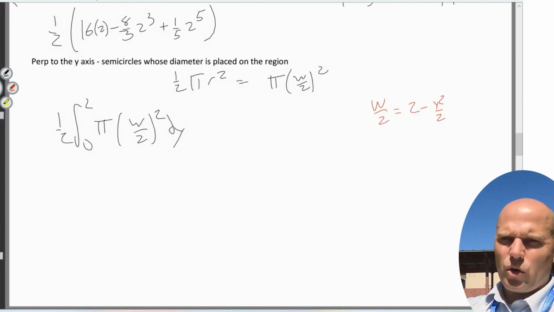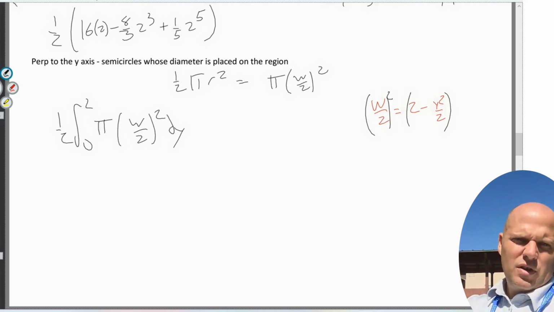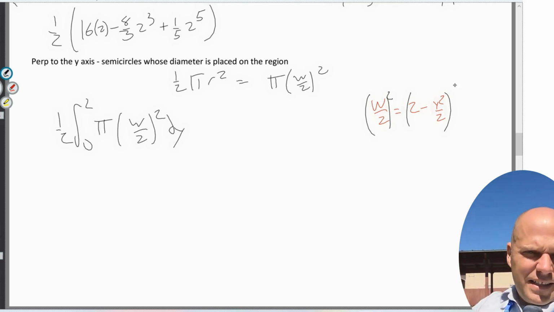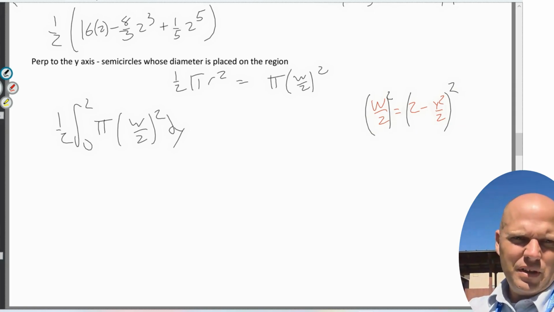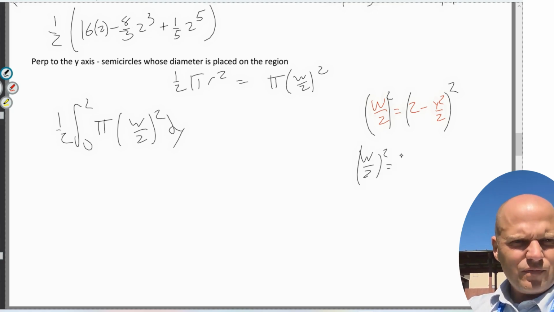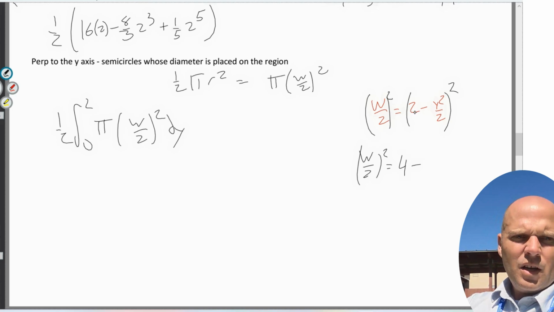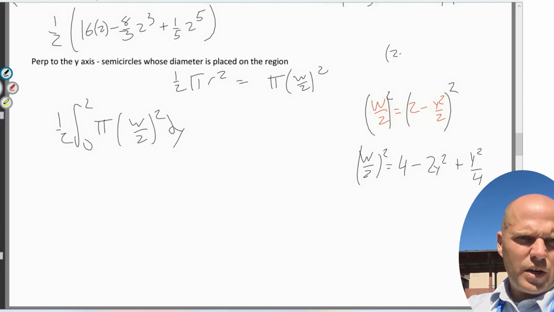Now, if I were to take the antiderivative, I can't take the antiderivative of w over 2 squared like this. This is not an antiderivative I can do, even with u substitution. So I have to distribute everything. And this is where it's tough. I'll get 2 squared, and then y squared over 4. If you need to, when in doubt, write it out.